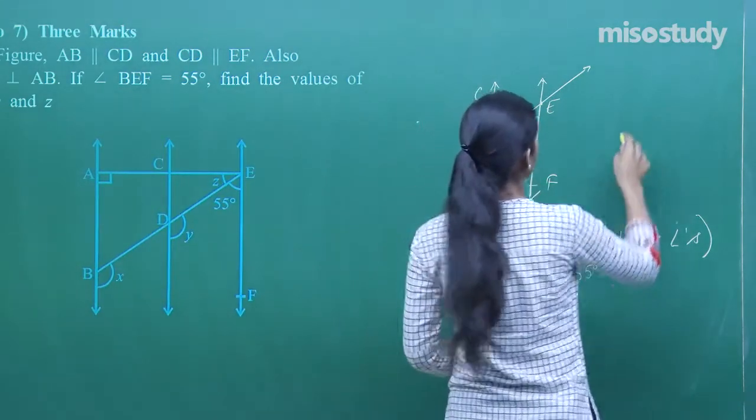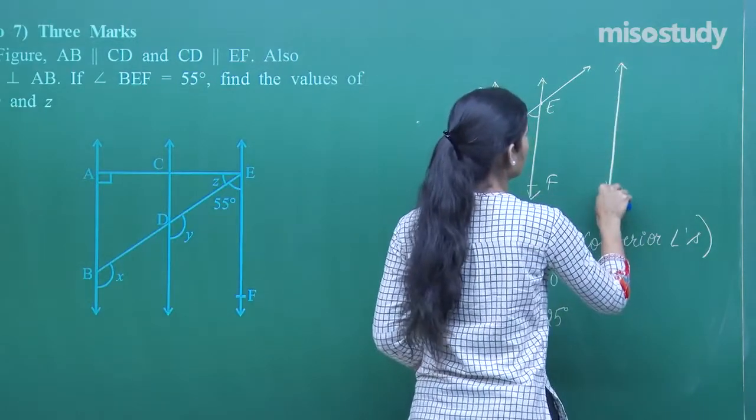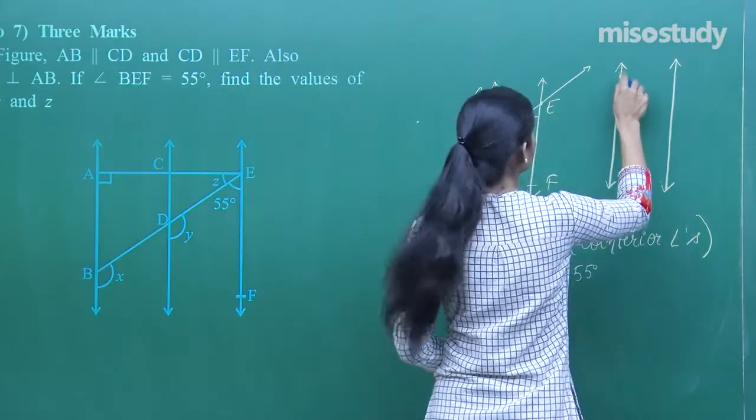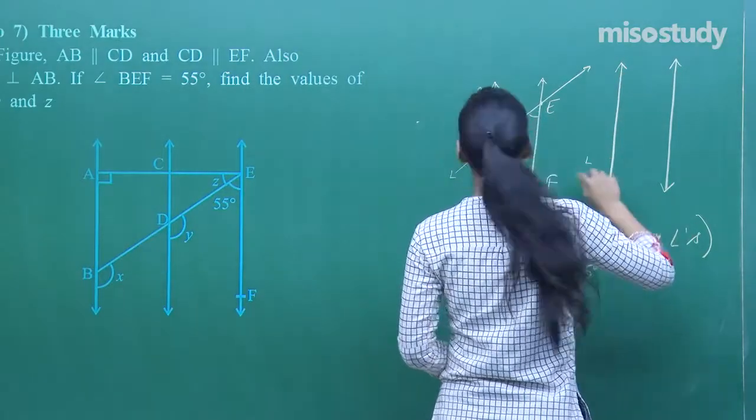Now let's focus on another segment. Again I have two pairs or one pair of parallel lines, and I have a transversal.